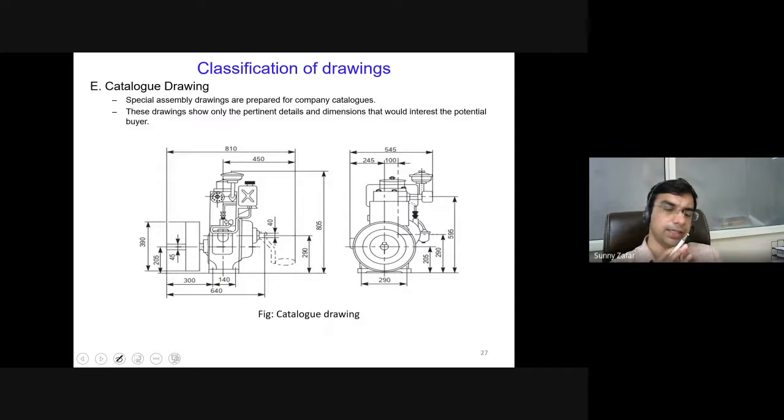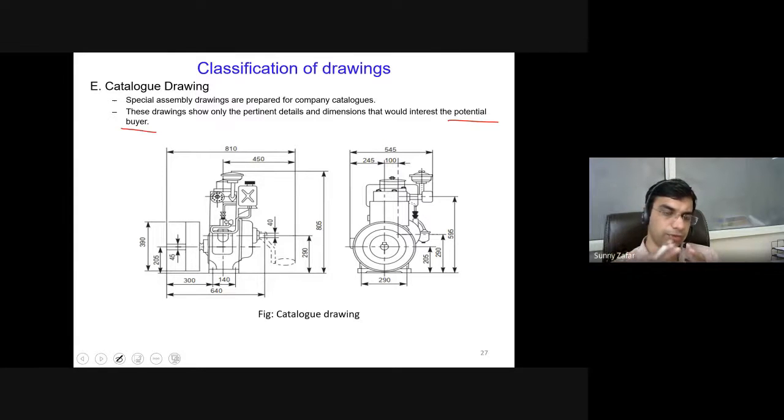Then there is another type of drawing which is known as the catalog drawing. Catalog drawings have only some pertinent details, in particular for a potential customer or a buyer. So they don't have the details which are helpful in manufacturing any product, but they are helpful in specifying the external dimensional details of any product which may interest a potential buyer.